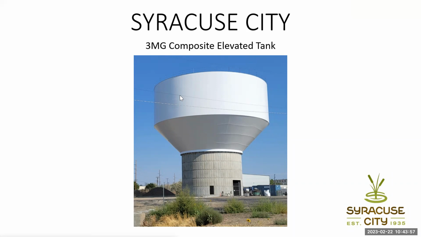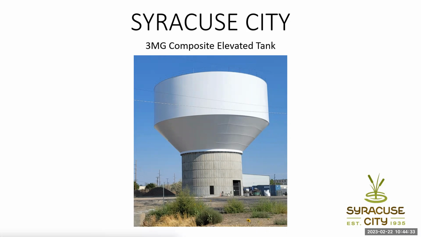So the project we wanted to highlight was a new culinary water tank that we completed about a year and a half ago. It's the first of its kind in the state. It's a composite elevated tank. And from what we could find, it's the second largest in the country. The need for this was driven mostly by growth. And I want to talk a little bit about why we chose this option versus a traditional tank.